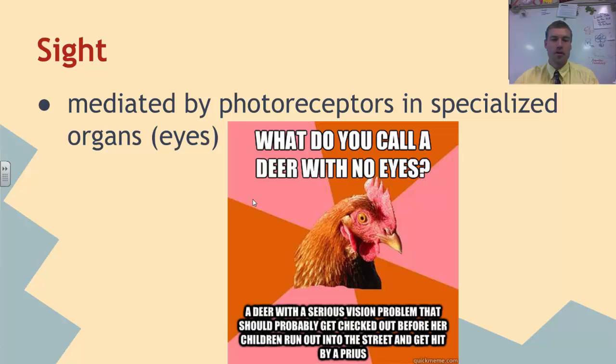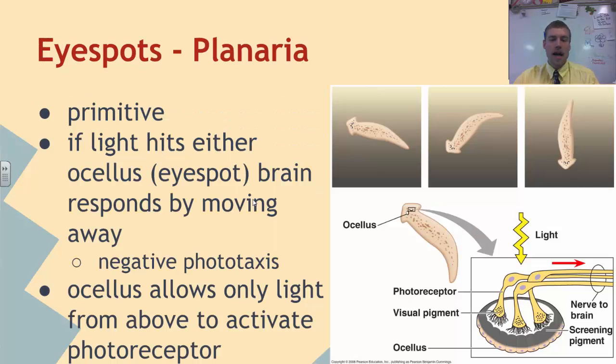It's mediated by photoreceptors, photo meaning light, receptors in specialized organs, which we call eyes. Early eyes are not really called eyes, they're just called eye spots. And they're found in organisms such as planaria, which are flatworms. These are pretty primitive things. They're not terribly complex. And what happens is that if light hits the ocellus, we're just going to call it the eye spot, the brain responds by moving away from the light.